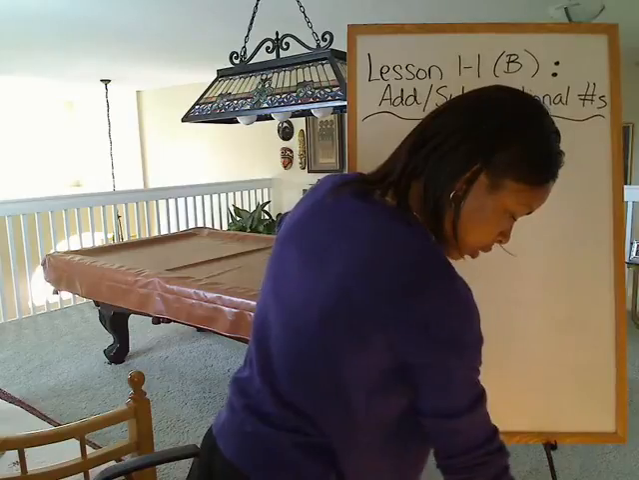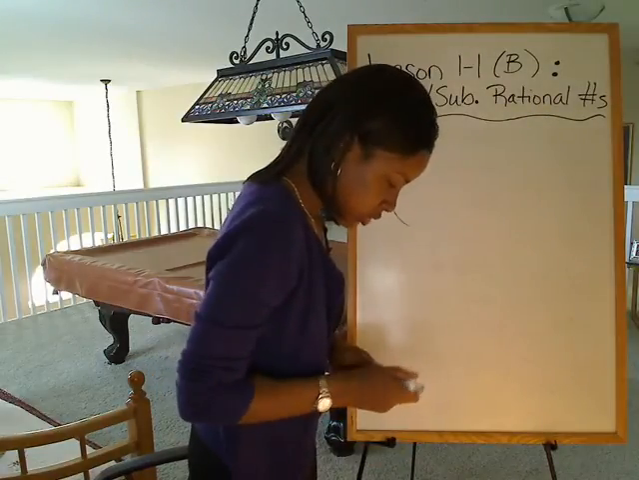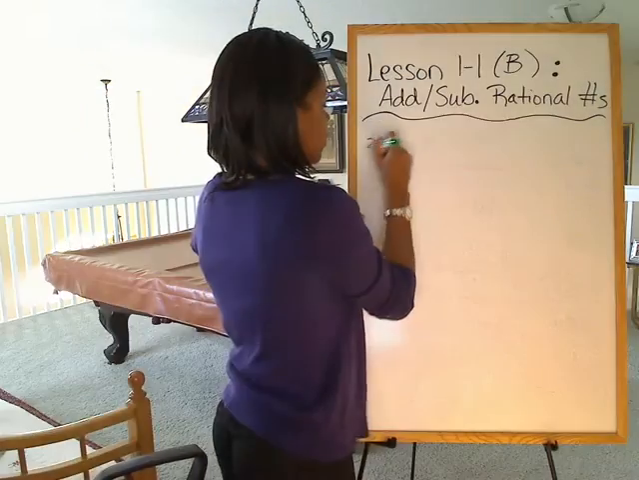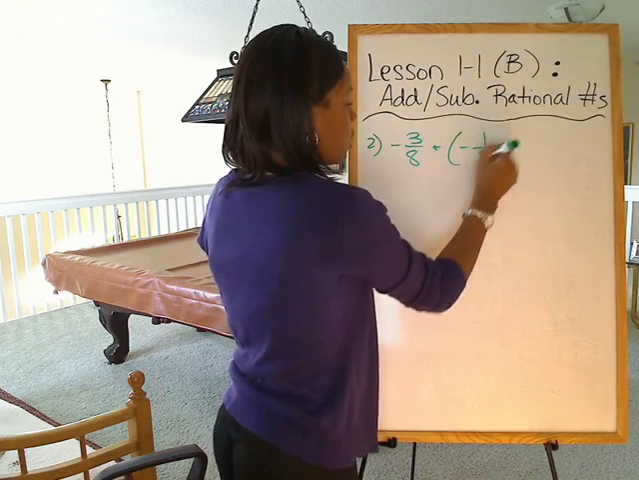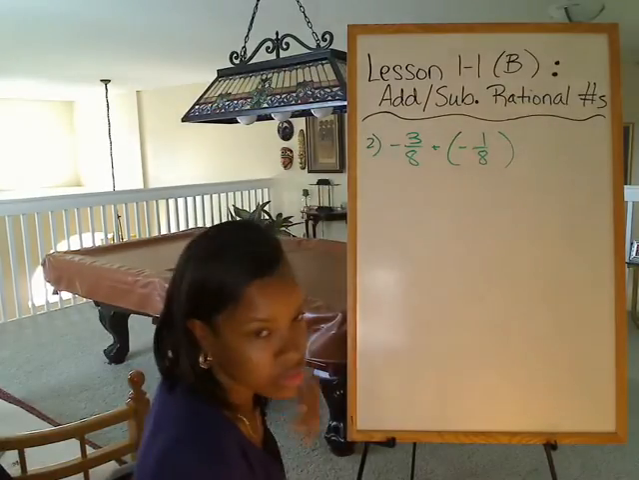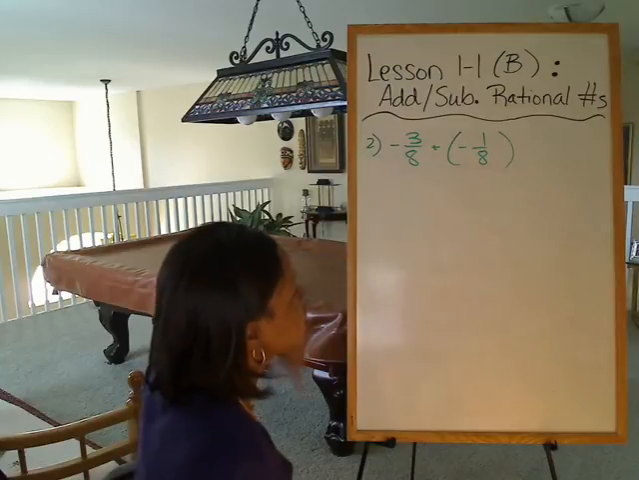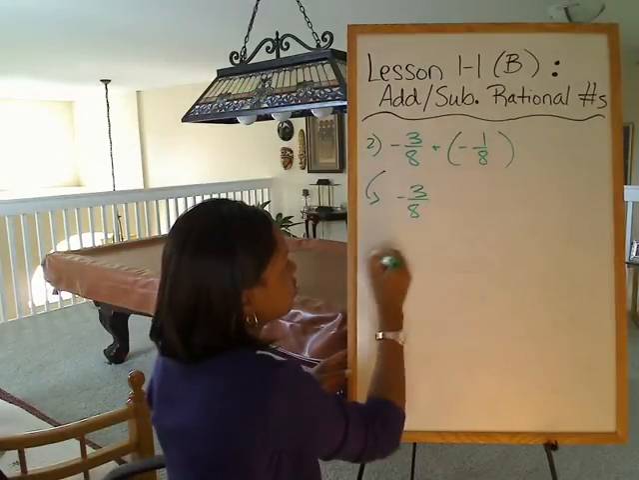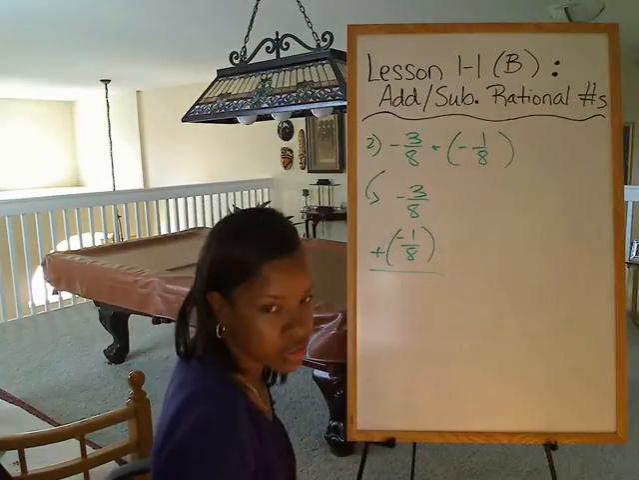First example, I'm on 1-1B, the homework practice. And the first example I'm going to do is number 2. And it says -3/8 plus -1/8. And the first thing that I like to do, whenever you're adding or subtracting fractions, is to write it vertically. They usually give it to you horizontally. I like to change it so that it looks like this. In the end, it's going to be easier to work with.